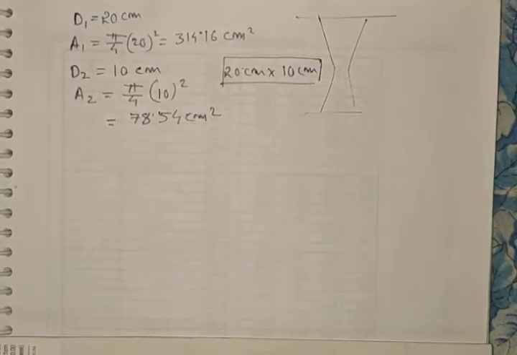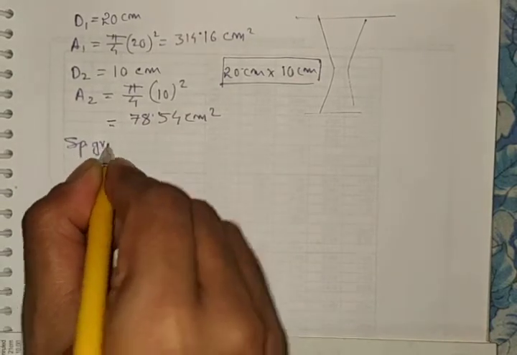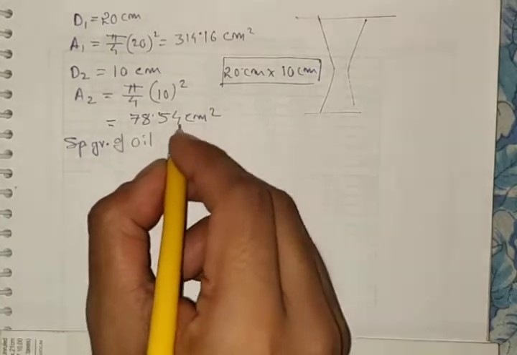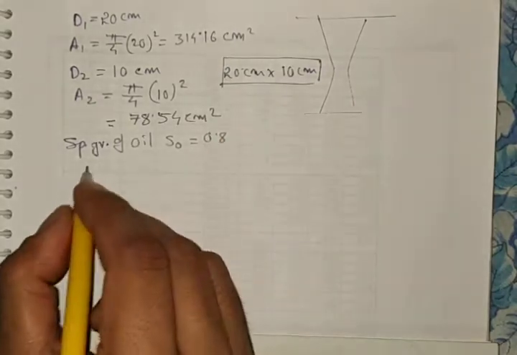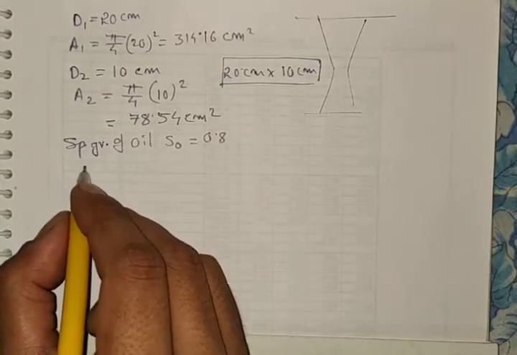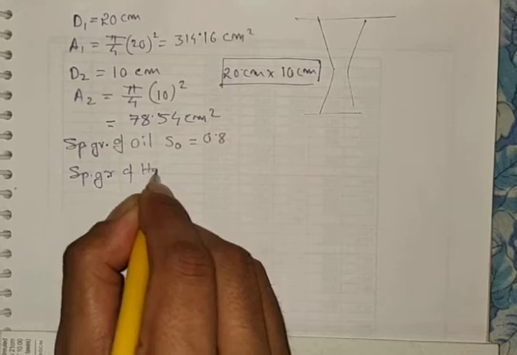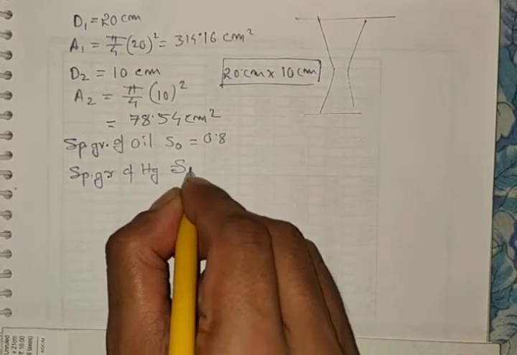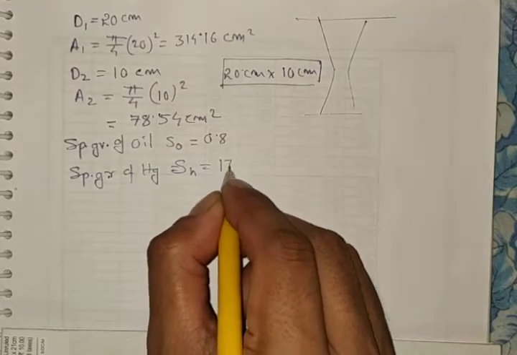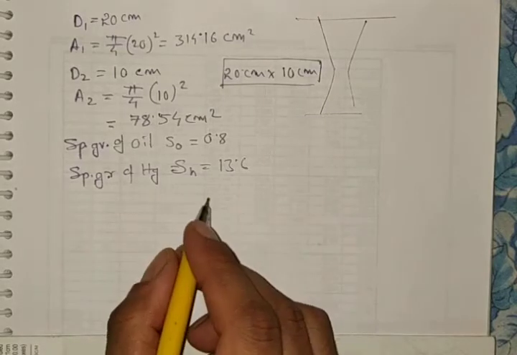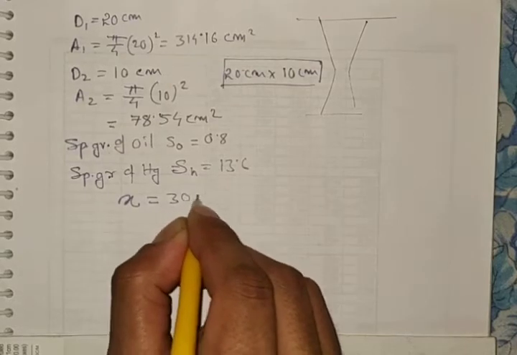So in this particular problem, the specific gravity of the oil is given, that is 0.8, and the manometer is mercury, so the specific gravity of the mercury is 13.6, and x is also given, 30 cm.